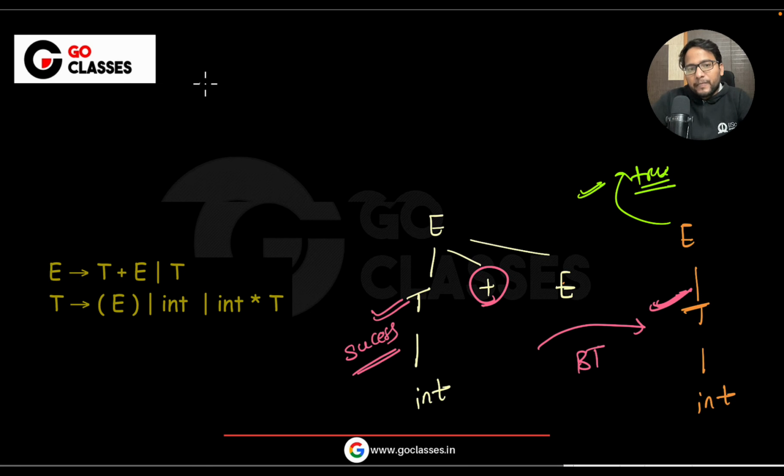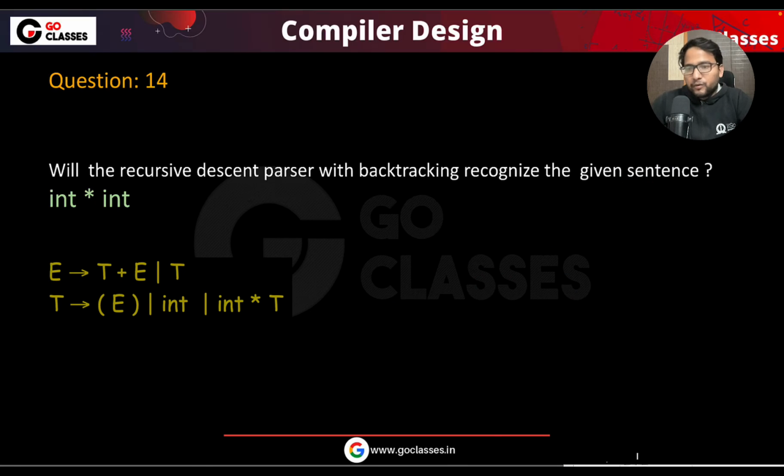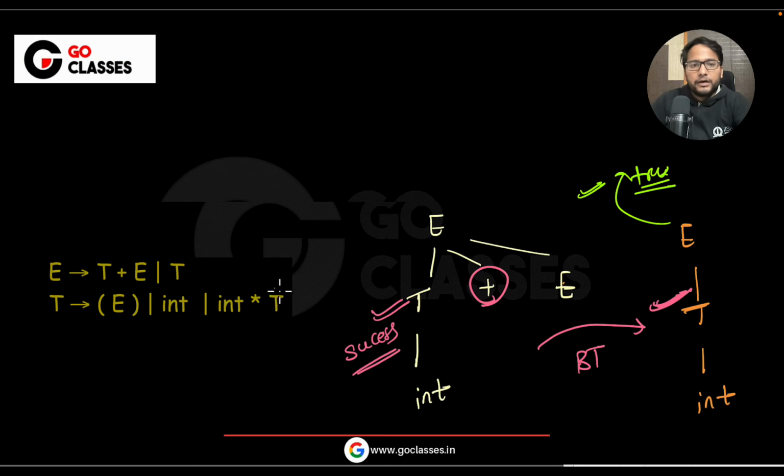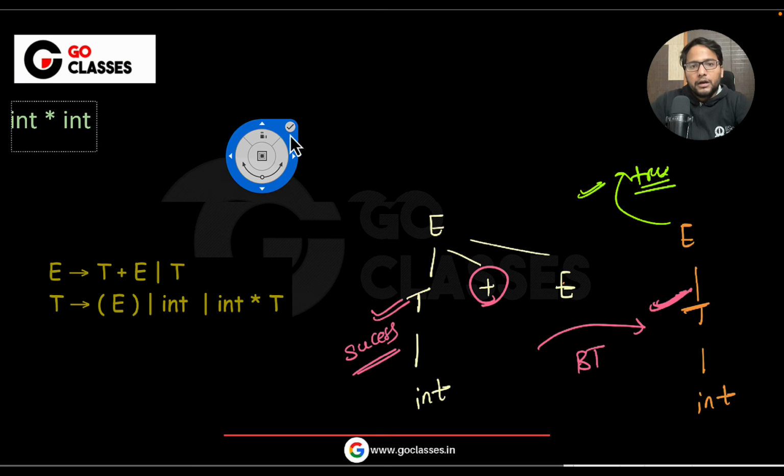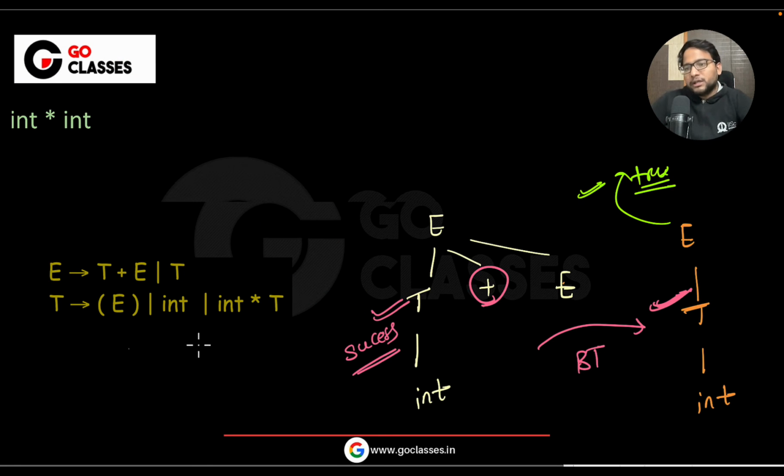No, right? See, the input was int star int. Let me write it here. So this is the input. Now what you will do? You say that, okay, this int and this int is matching. So now the remaining input is this. Obviously it is ending with some special symbol, let's suppose $. Now look at the main function. What does the main function have? In the main function, you will call this E.